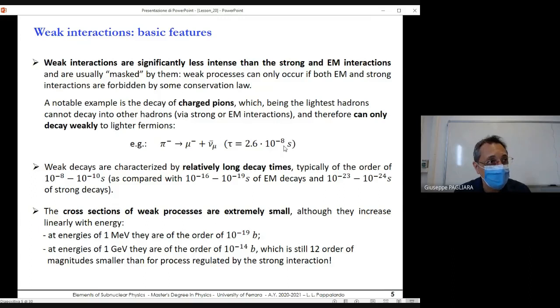What about the cross sections of weak processes? The cross sections of weak processes are also extremely small, although they increase linearly with energy. At the energy scale of 1 MeV, they are of the order of 10 to the minus 19 barn. Can you imagine? The probability of a weak interaction at this low energy is extremely, extremely small. If you increase your energy by 3 orders of magnitude, then the cross section rises up to 10 to the minus 14 barn, which is still extremely small. Consider it is something like 12 orders of magnitude smaller than the typical cross section regulated by strong processes.